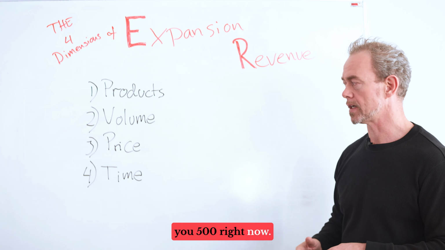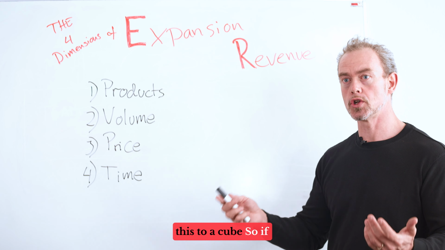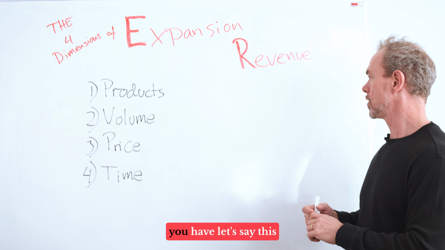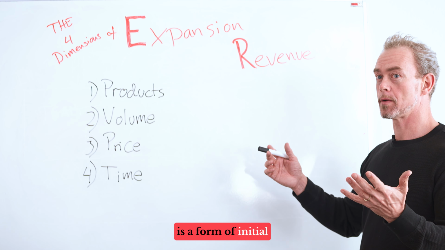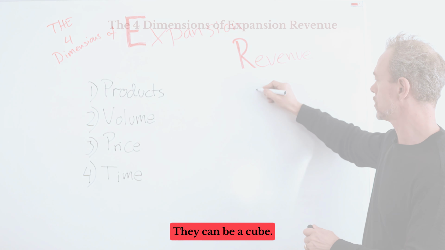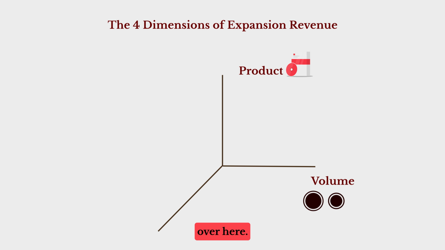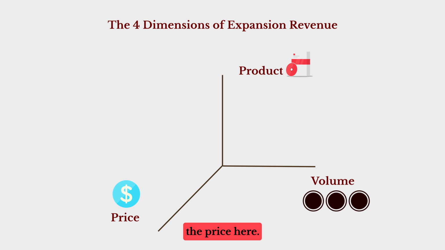Now, the thing to realize is that they multiply. So they're not linear. The relationship is multiplicative. So sometimes I liken this to a cube. So if you have, let's say, a 4-dimensional cube, it moves through time. So that's why I say these 3 here, they can be a cube. So we have 3 dimensions. We have the product here. We have the volume over here. Let's do a bigger P. And then we have the price here.